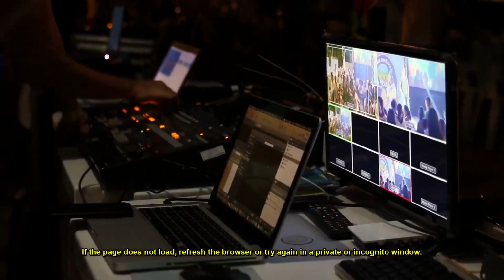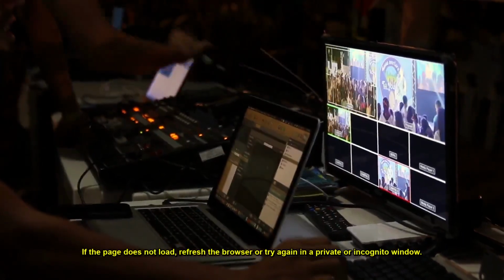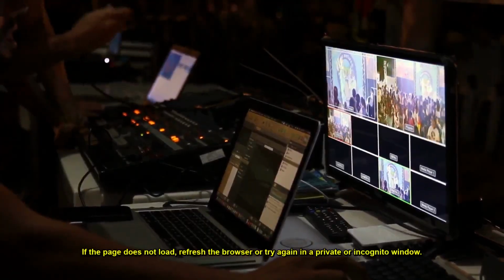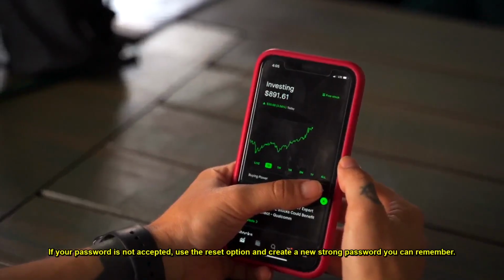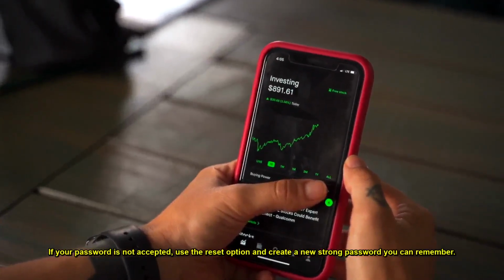If the page does not load, refresh the browser or try again in a private or incognito window. Make sure you are using the correct email address, then retype it carefully to avoid small typos. If your password is not accepted, use the reset option and create a new strong password you can remember.